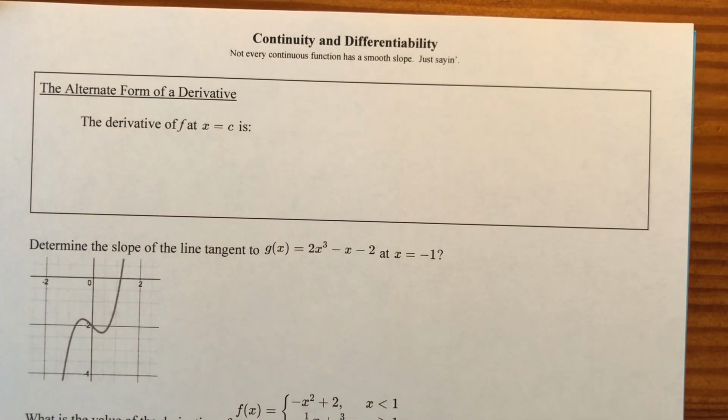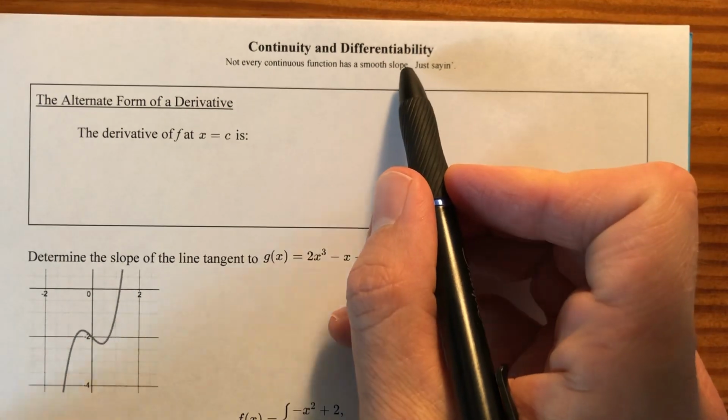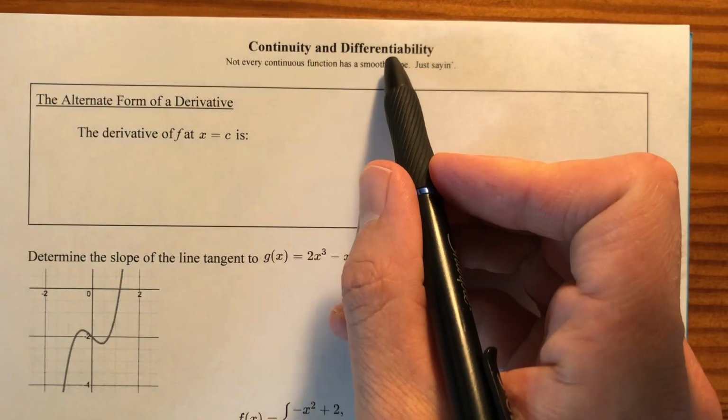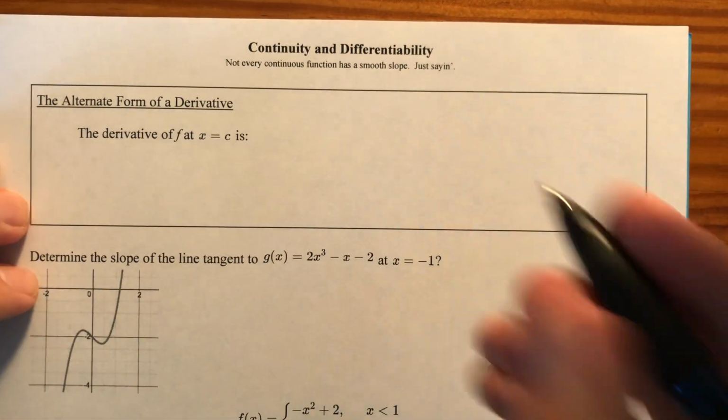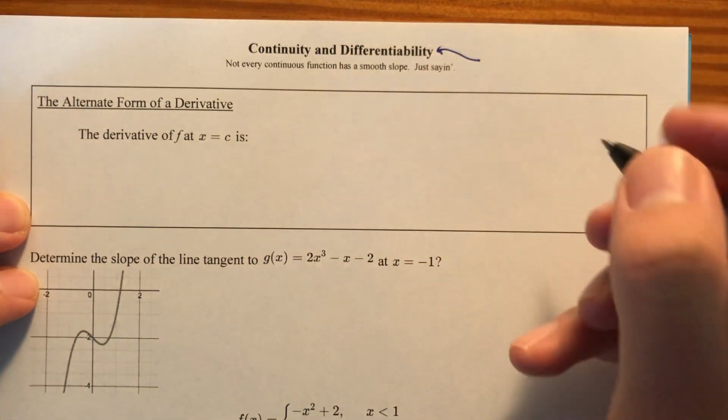Well, we've talked about continuity. We've also talked about finding a derivative. Differentiability is the ability to take a derivative. I think it's worth going ahead and saying that right now.